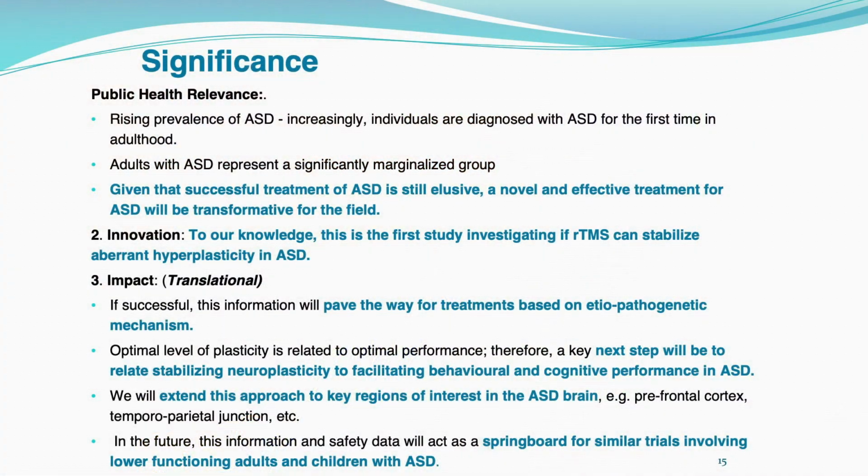So what is the significance? As I told you, after 7 decades of research, we have no cure for this condition, and the number of cases is on the rise. There are 70,000 adults in Ontario who suffer from autism, and they have no services. They don't have any treatment. The real innovation of this project lies in the fact that we are trying to reverse a fundamental pathology in autism. This has never been tried before.